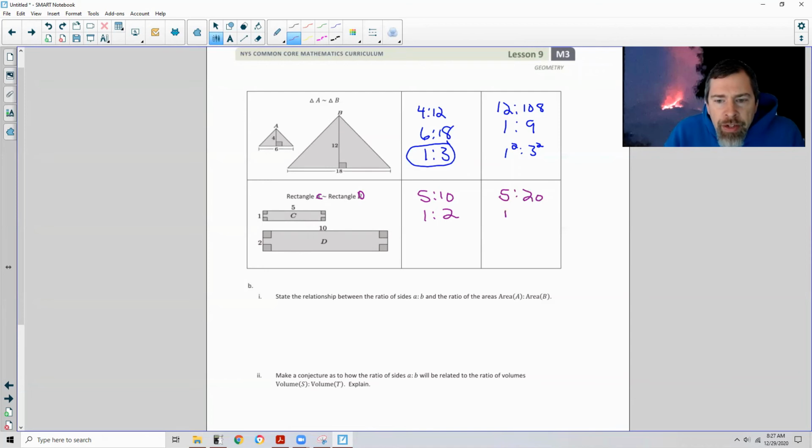5 goes into 5 once, 5 goes into 20 four times. 1 is 1 squared, and 4 is 2 squared. So as you can see, again, the ratio of our shorter side reduced all the way down, squared, is the ratio of our areas.